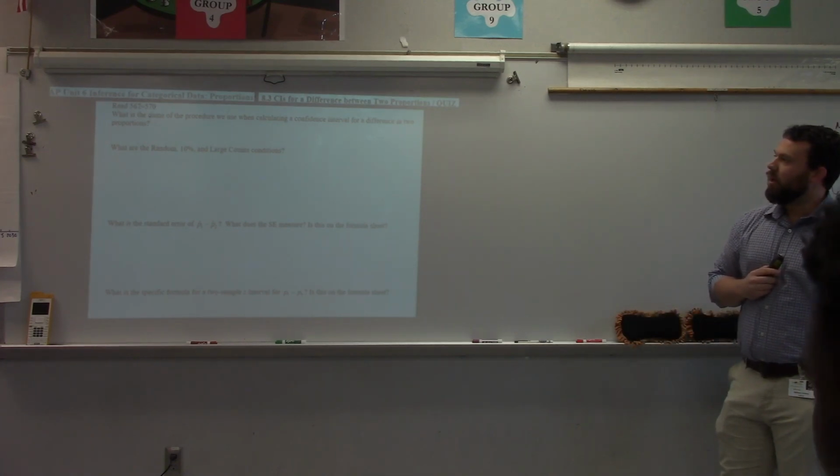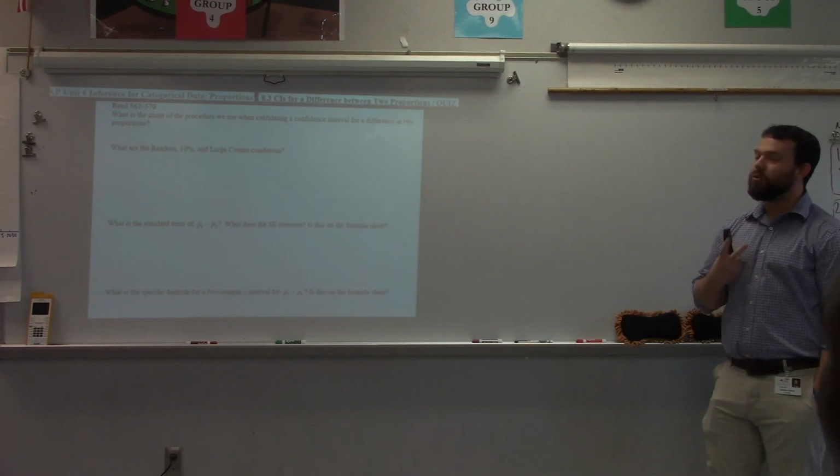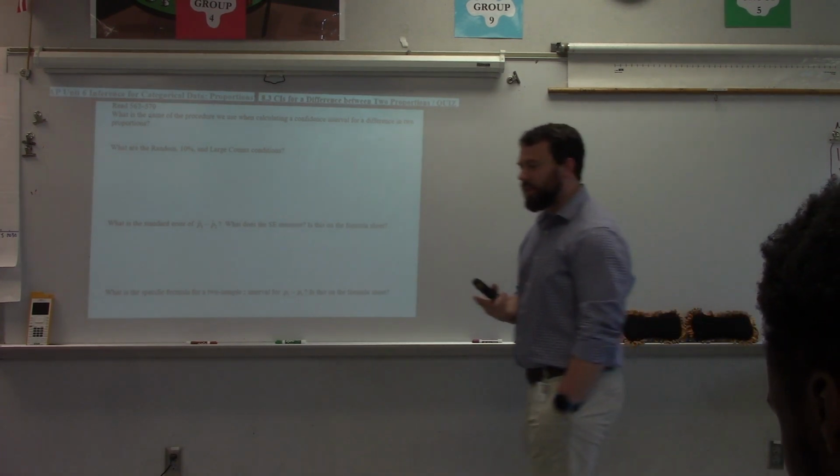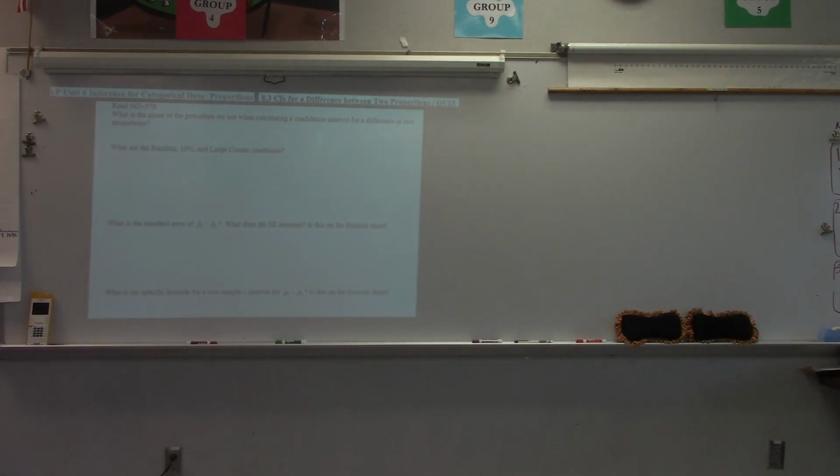So, don't forget the name of the procedure we use when calculating a confidence interval for a difference in two proportions, not on the demonstrated understanding, but it would be called a what? Two proportion Z interval. You can also call it, in the book, they call it a two sample Z interval for a difference in proportions or something like that. So two sample Z interval for a difference in proportions.